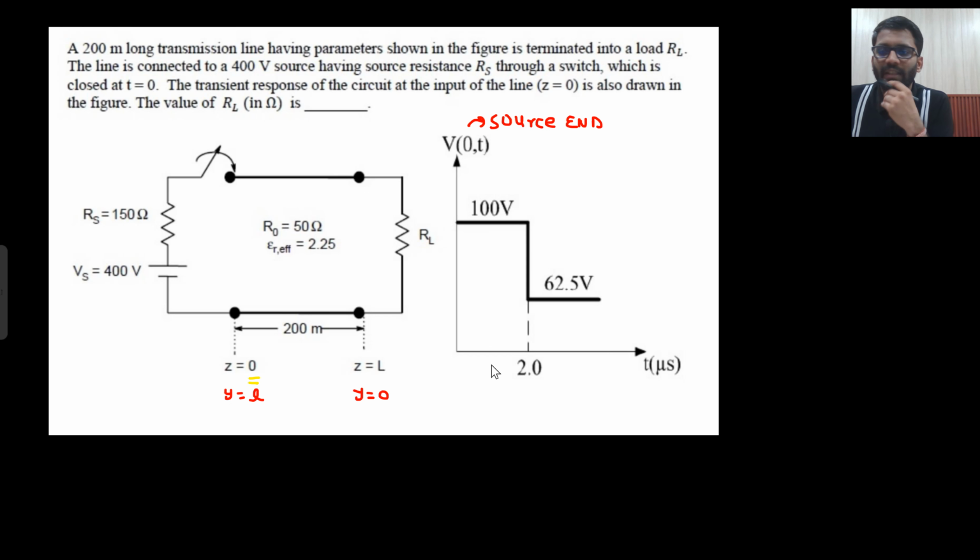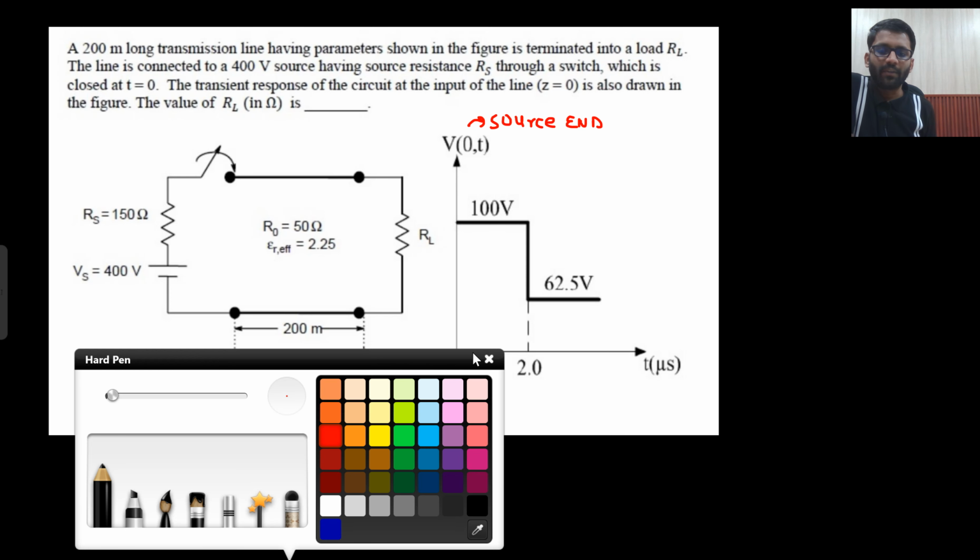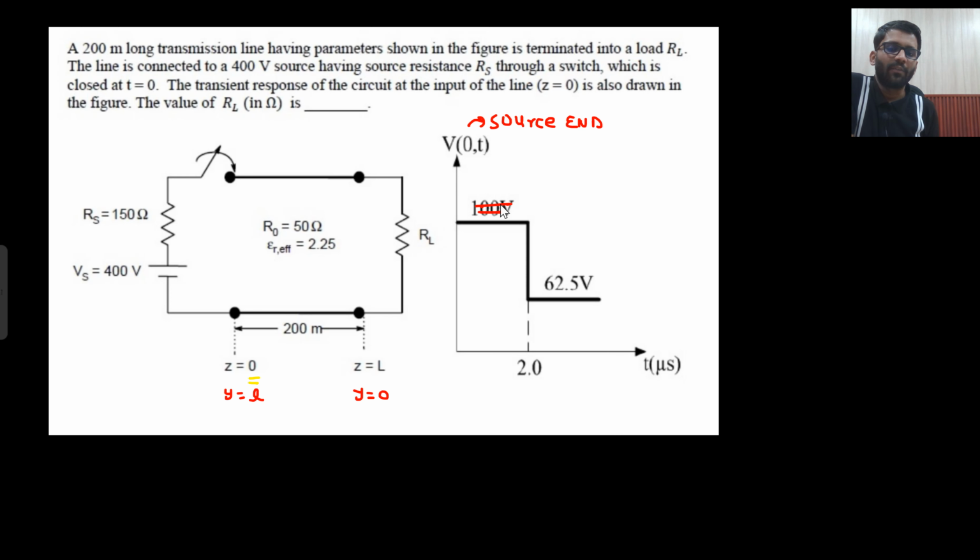Okay. Now what we need to find is the value of RL. So they could have avoided giving this 100 volt. You can find this 100 volt on your own. Because what is this 100 volt? 100 volt is the initial V naught plus. And can you find V naught plus on your own? Yes. For finding V naught plus, what we need to do?